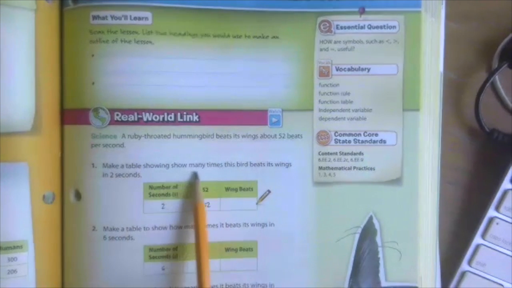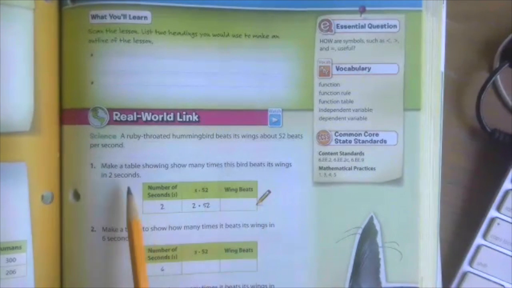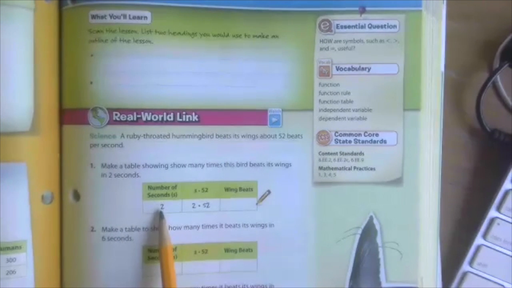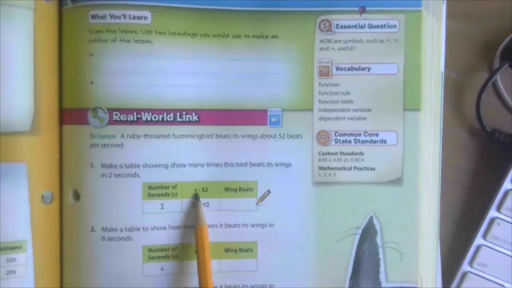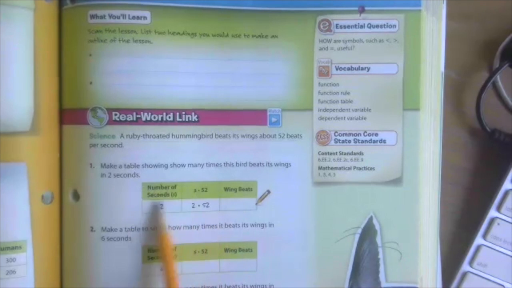Make a table showing how many times this bird beats its wings in 2 seconds. And so they have that done for you here. Number of seconds 2, and this says S times 52, so seconds times 52, because it's 52 times a second, and then it gives you your wing beats.